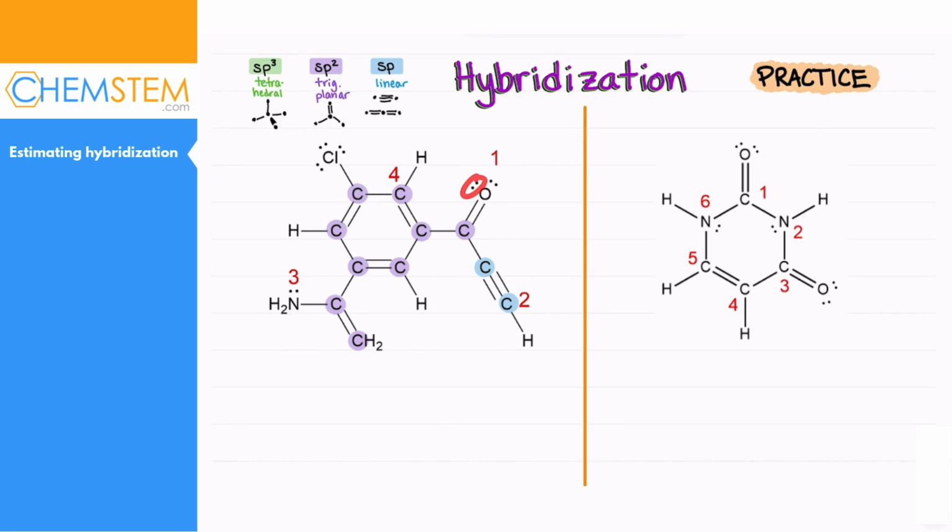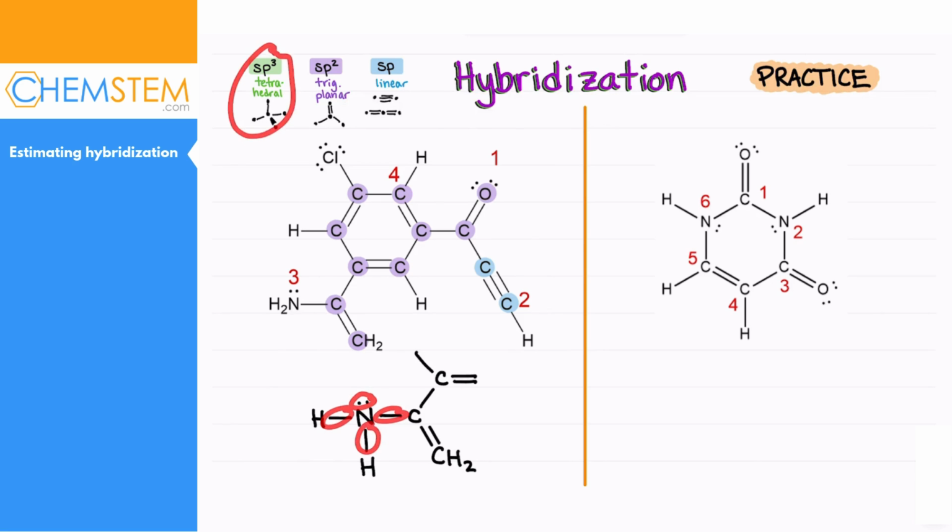What's going on with this oxygen? If you count the number of electron regions around it, we have 1, 2, 3. So that's a clue that it's going to be sp² hybridized, and the carbon that it's attached to is sp² hybridized as well. So we're going to go ahead and mark that this oxygen is sp² hybridized. When you see lone pairs, you've got to stop and think. So this nitrogen has a lone pair, so we can count the number of electron regions around it, 1, 2, 3, 4. So it's giving tetrahedral, which is sp³ hybridized in this case.